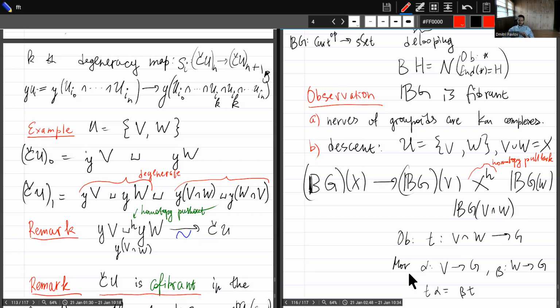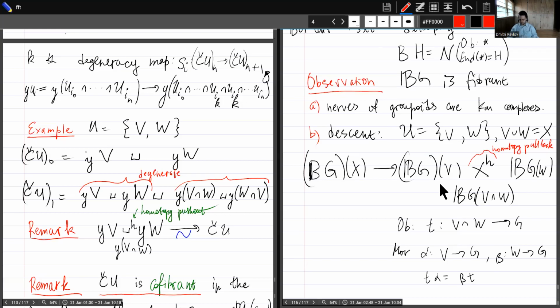And what is a morphism? A morphism in the homotopy pullback of groupoids. Well, if you have two objects T1 and T2, then a morphism from T1 to T2 will be given by a morphism in this groupoid, a morphism in this groupoid, and when you send both of those morphisms to the intersection, a second compatibility condition must be satisfied, which is expressed precisely by this equality here.